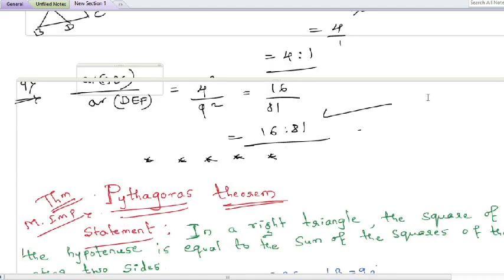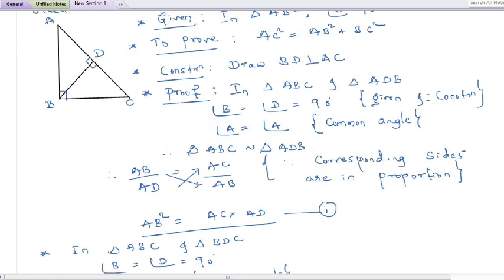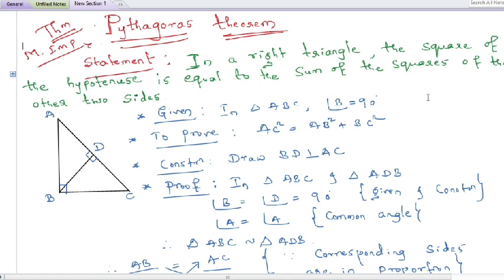Now, we will move to the most important part, that is Pythagoras theorem. It may be asked in your examination for 5 marks. Last year it carried 5 marks. State and prove Pythagoras theorem. You have to write the statement.